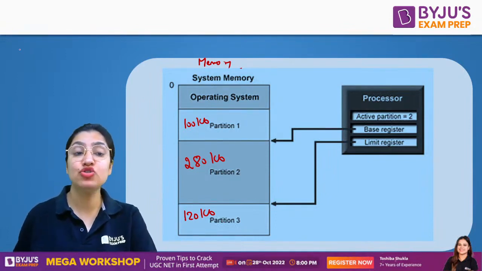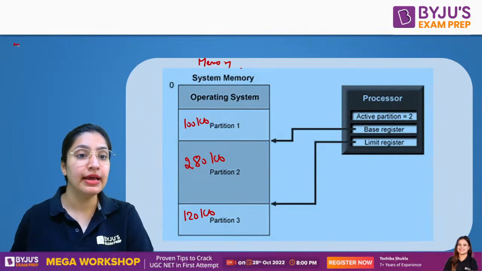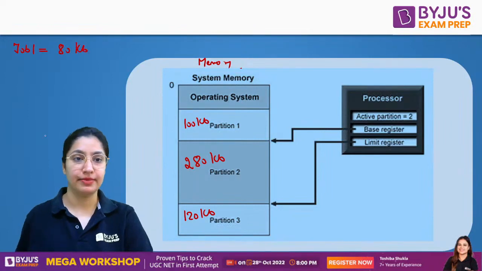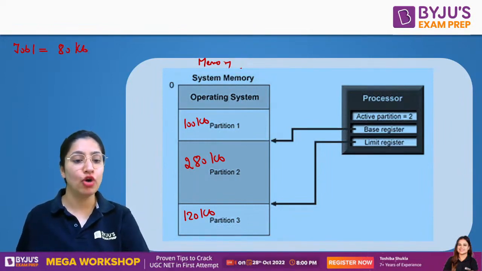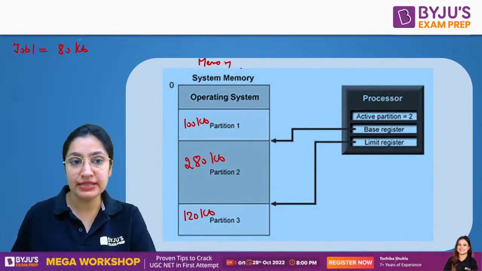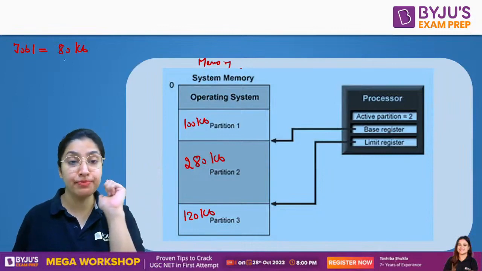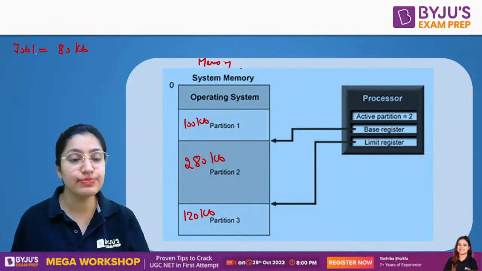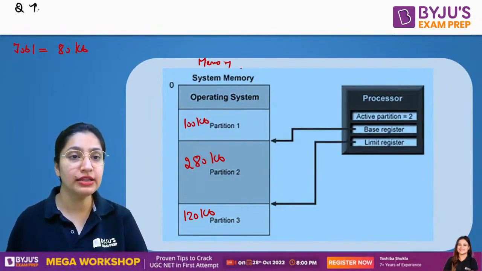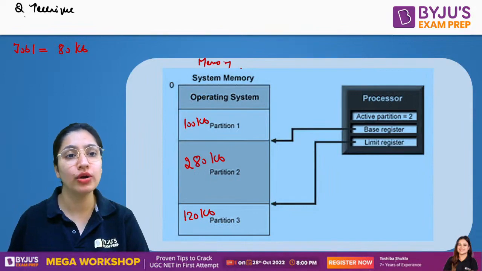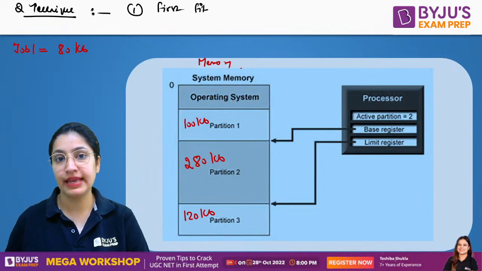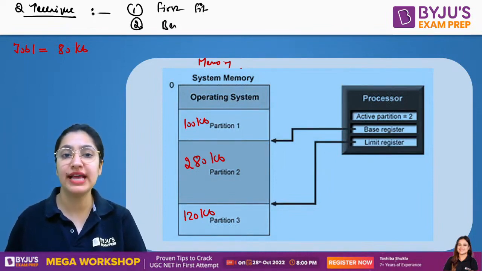Now there is a job which wants to get loaded here, and that is my job number 1. The size of job number 1 is equal to 80 KB. So now 80 KB space has to be given to job number 1. But in order to allot the space to job number 1, there are two techniques generally which we follow. What are the two techniques which we generally follow to allot a space to a job? The first technique is known as first fit, and the second technique is called best fit.